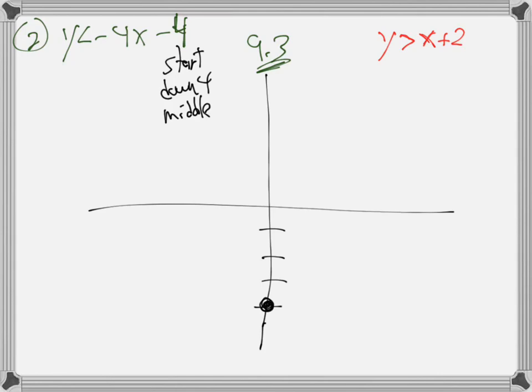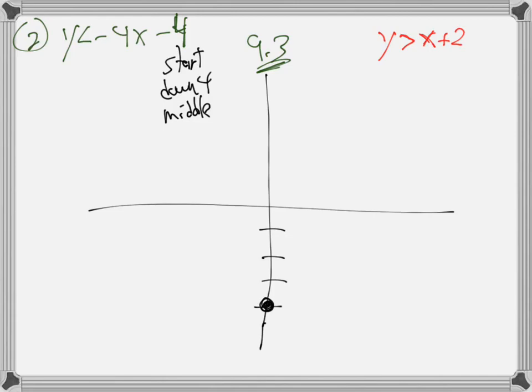By the way, that's because y is alone. I think in a minute they're going to give us some where y is not already alone. And in that case, you got to get y alone first, then you do this. But they're giving these, starting us off pretty gentle. Y is already alone for us. So start at -4. Okay, now how do we get our second dot?